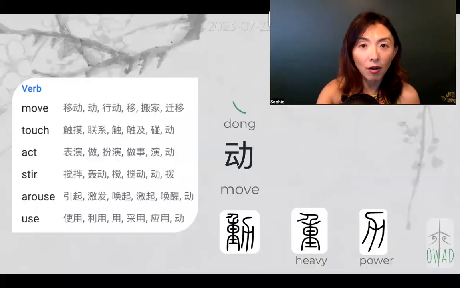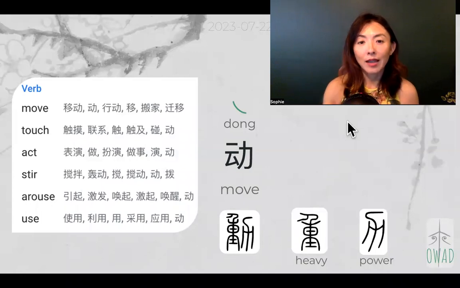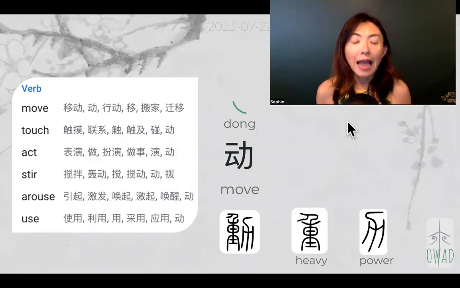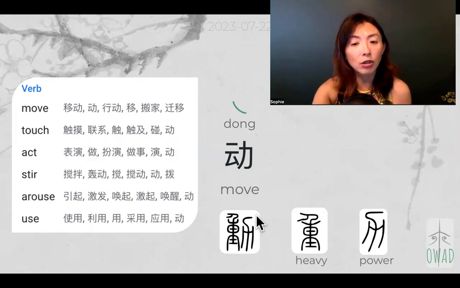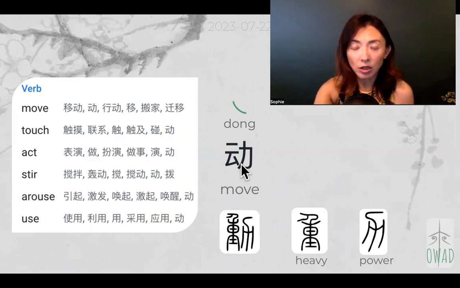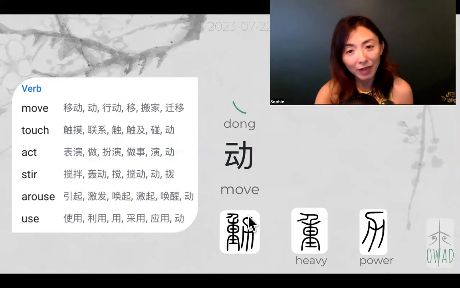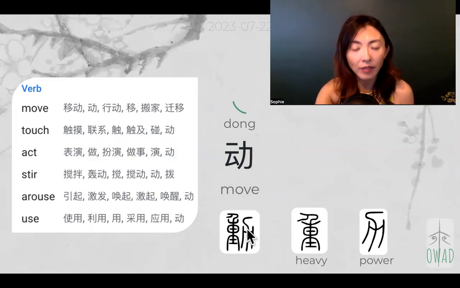So we are going to cover dong, which is a high frequency Chinese character. And you can see the contemporary Chinese, the simplified version, versus the traditional Chinese, very different. But the basic structure is the same. It's a left and right structure, and the right side you can kind of recognize is similar things, but the left side is totally transformed.